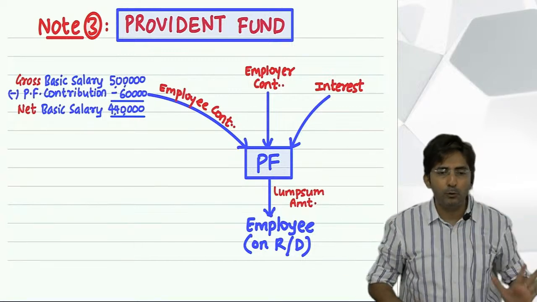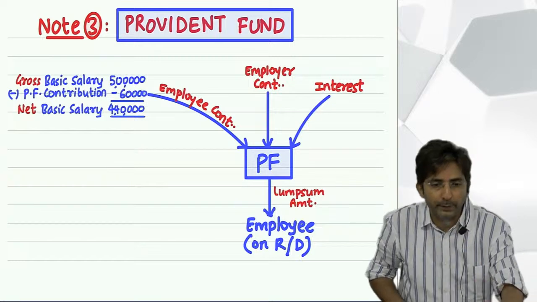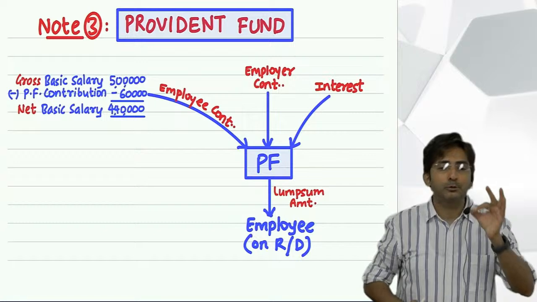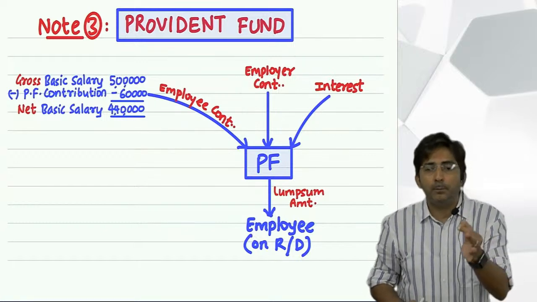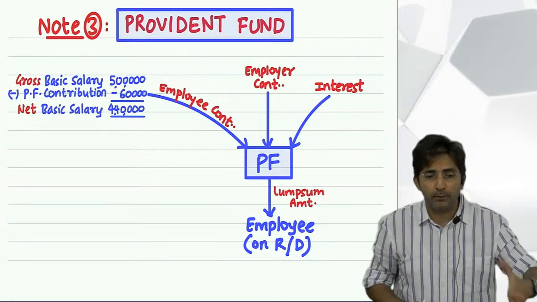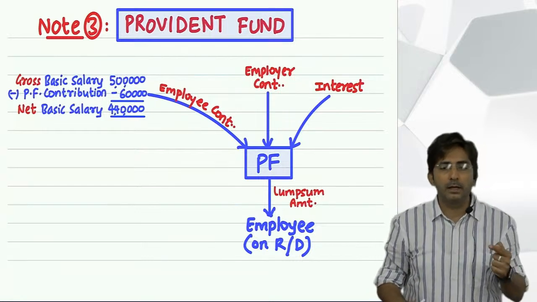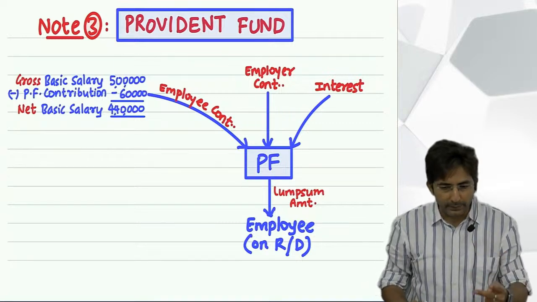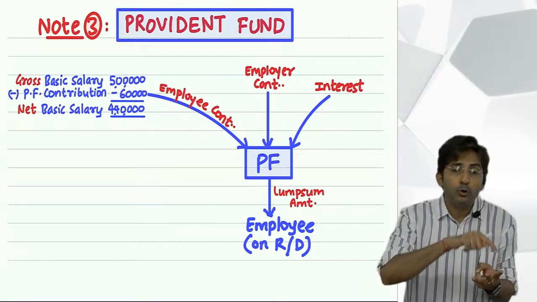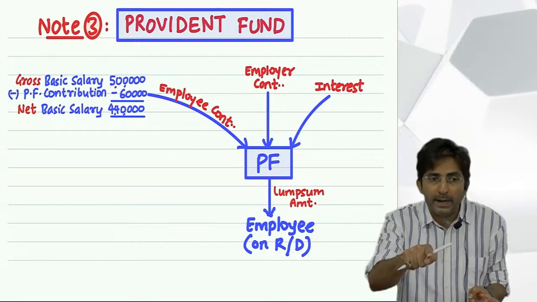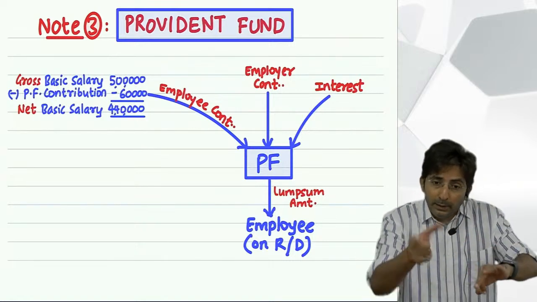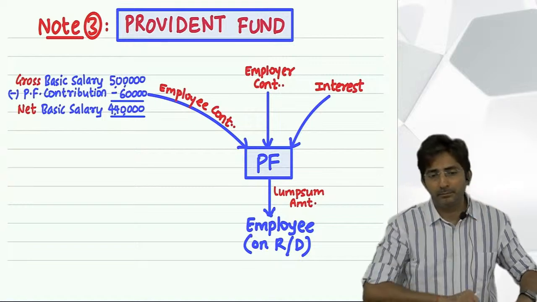Now, one last thing for today. What are the types of Provident Fund? And then I will leave the lecture, okay? There are 3 types of Provident Fund. Statutory Provident Fund, Recognized Provident Fund, Unrecognized Provident Fund. Repeat. Statutory, Recognized, Unrecognized. Now see, you should know the meaning of all 3 funds. You know why? Because the taxable or exempt rule will differ from type to type.